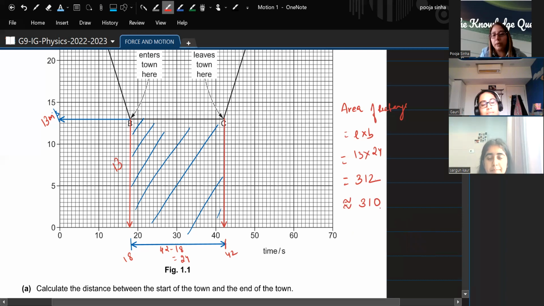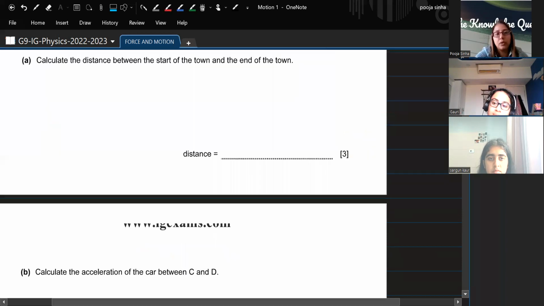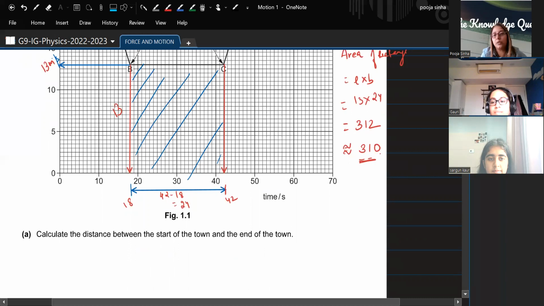So because I rounded it off to 310, I will not count the zero, so I get two significant figures. Okay? So the answer in two significant figures is 310. If the question tells you separately that you have to give the exact answer, then you will answer 312. Otherwise you will answer 310. Tell me, what will the unit be?